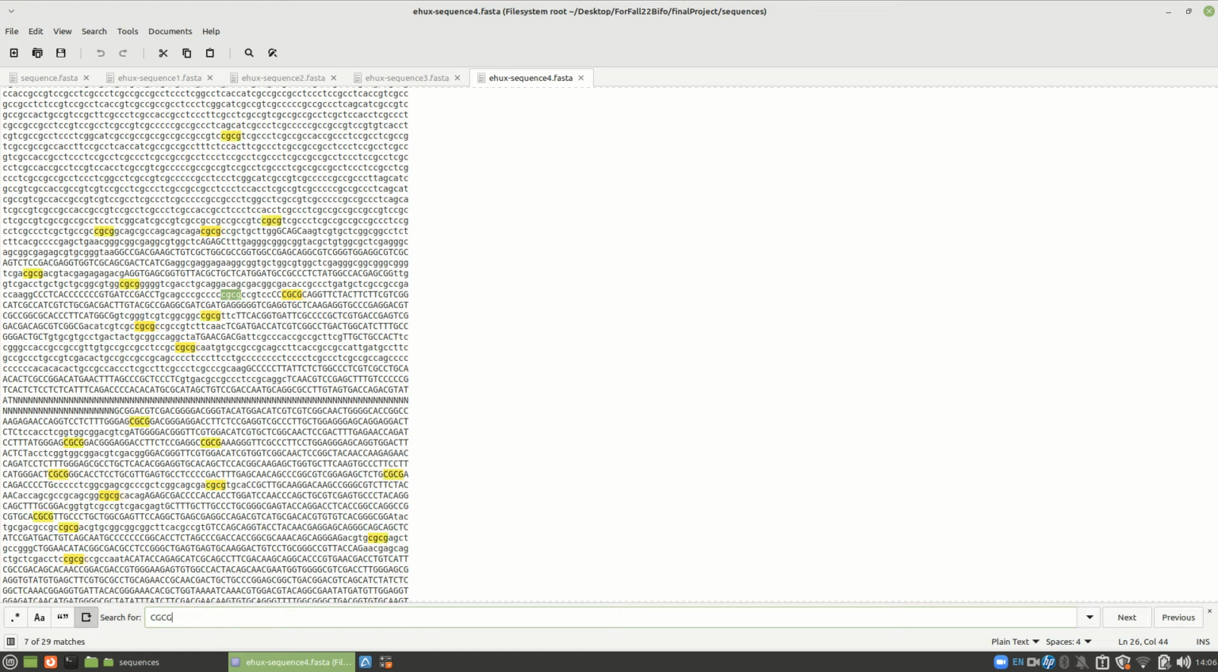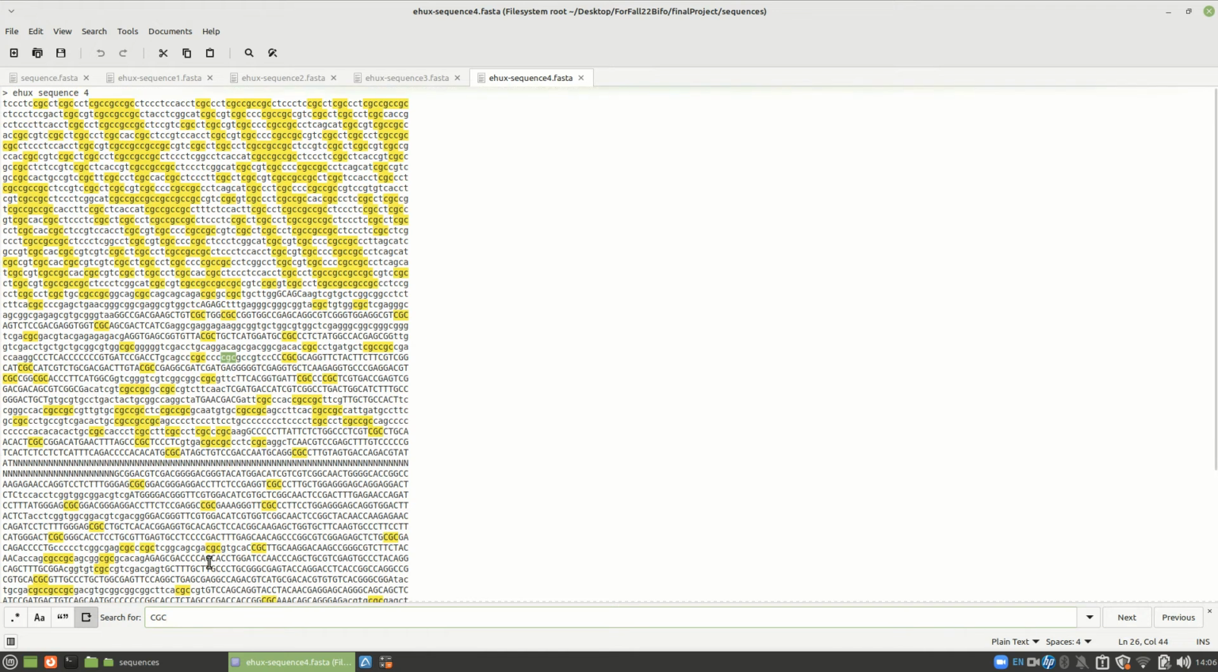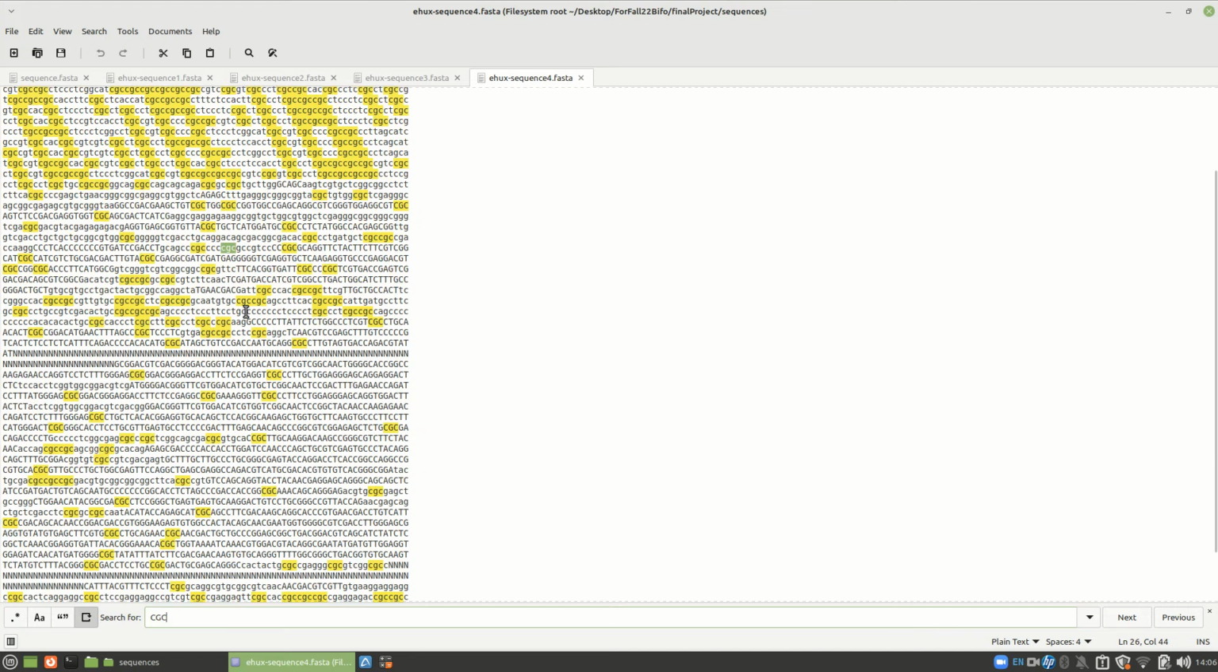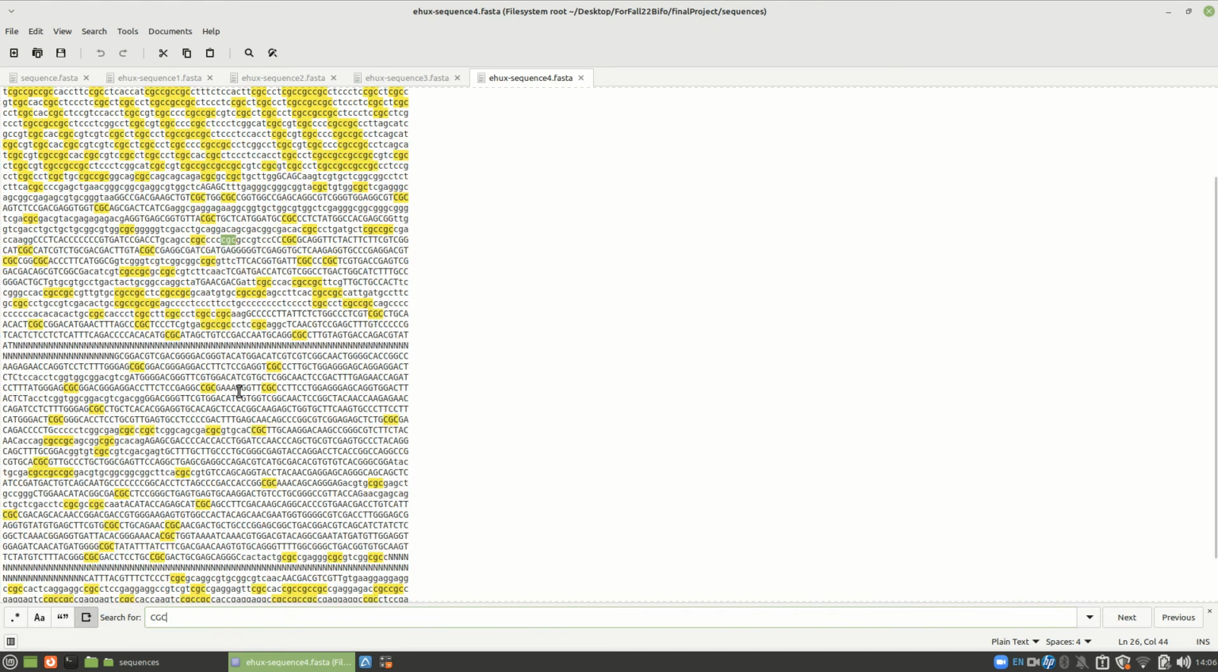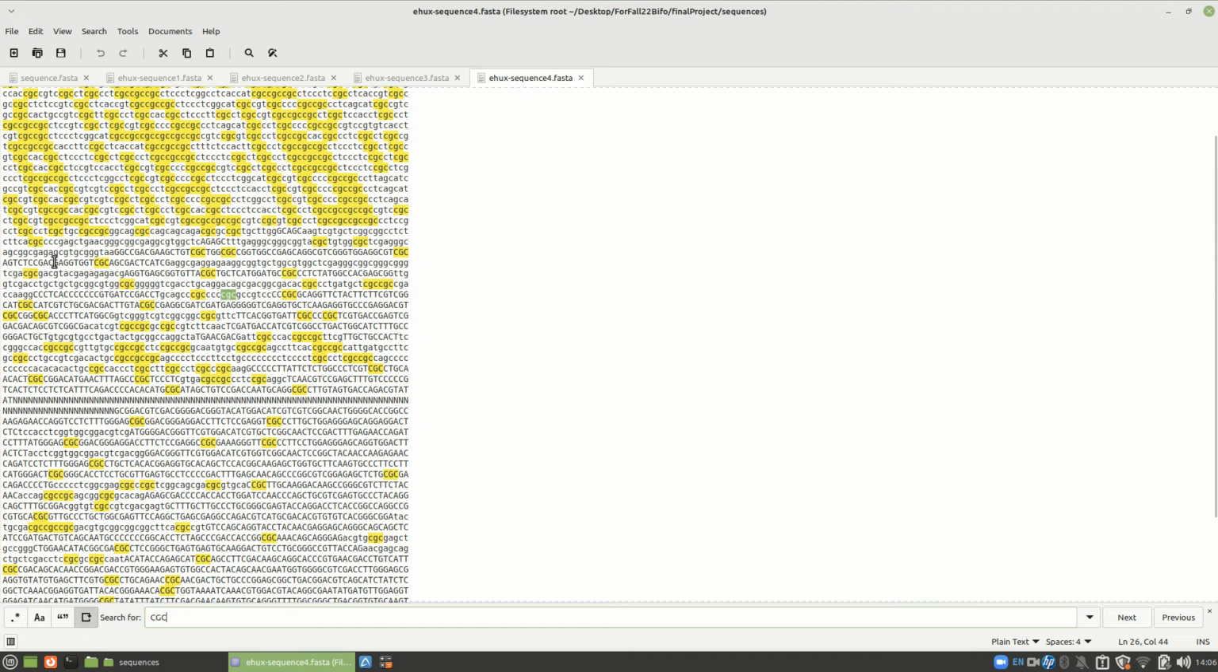So let's reduce it again. Now, if I just go CGC, this is just crazy. That's why, don't believe any of this. The sequencers aren't very good with repeats. And to me, it looks like you get more CGs in this area. And this is the promoter.